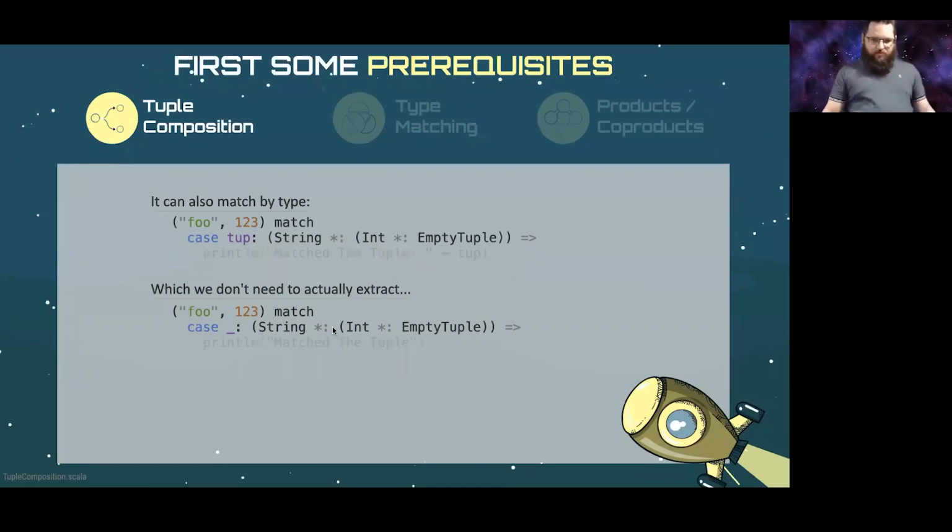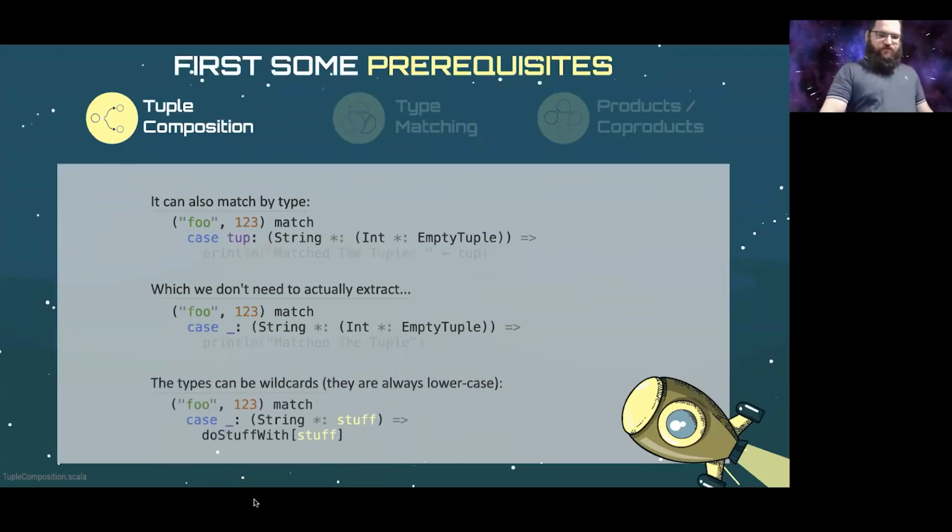Now, here's the other thing. If we are just matching by type, we don't actually have to grab the instance of the thing. We can just say, okay, match it by the type. Does the type match? And so here's an example of that. We can say, does this thing actually match the type that we have? Now, there's one more interesting thing that we did here, which is we used a wildcard.